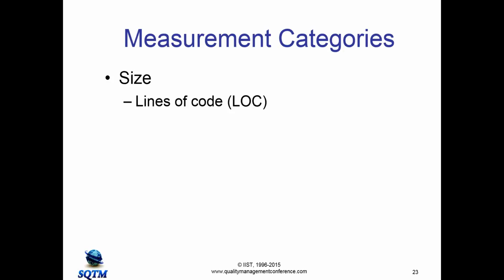So, measurement categories: size, lines of code, boxes, how many boxes are being checked, procedures, and units of output. Those are all size. And if you think of it in those terms, then you can look at your measures and say, okay, what's the size are we looking at? Now the next measure is status.